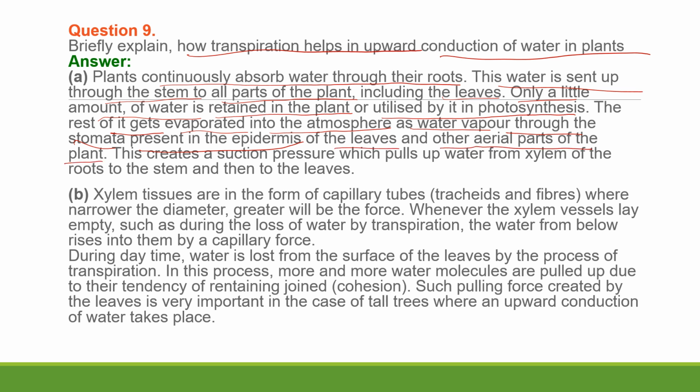So this creates a suction pressure which pulls up the water from the xylem of the roots to the stem and then to the leaves. So this is one way of upward conduction in plants. And then what is happening?